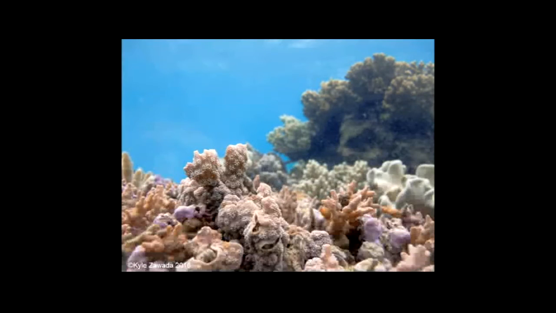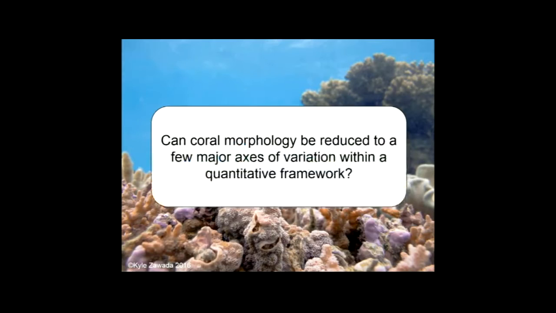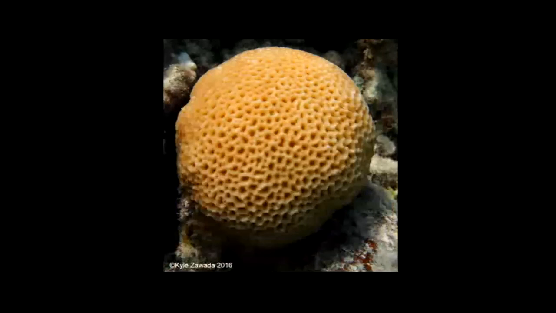But I was looking at coral traits and particularly trying to concentrate on morphology, and realised that I needed to come up with a more robust approach and actually get a quantitative handle on morphology to move forward. And so that's where I asked the question: can coral morphology be reduced to a few major axes of variation within a quantitative framework? Can we come up with a few morphological traits that really capture and describe the majority of the variation within coral morphology?